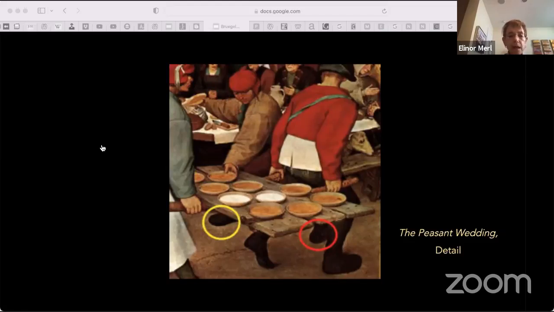Clearly, Bruegel's son, Bruegel the Younger, thought it was an error, or at best, too confusing for viewers. In his 1620 copy of his father's painting, he solves the problem simply by eliminating the third foot altogether.